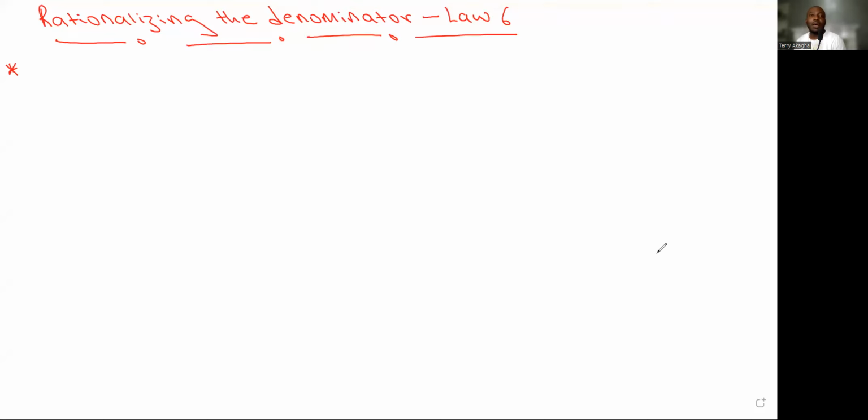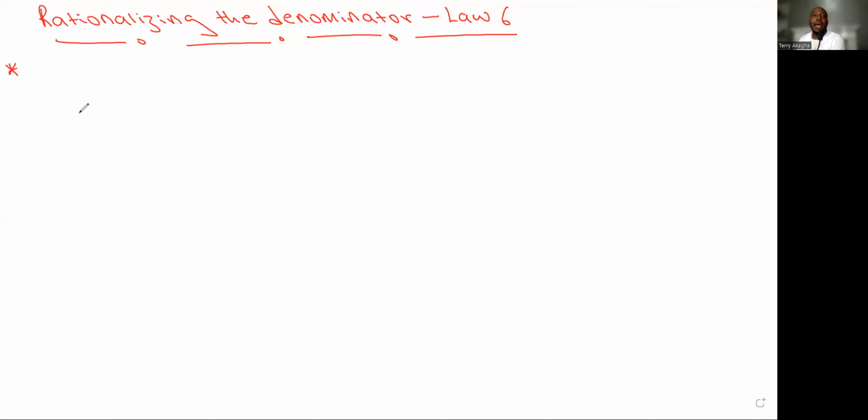We'll be talking about rationalizing the denominator. This is law 6, okay? Please try as much as possible to review the previous video, so you can also understand the previous laws we talked about, like how to add, subtract, multiply, divide, and the quotient. Okay.